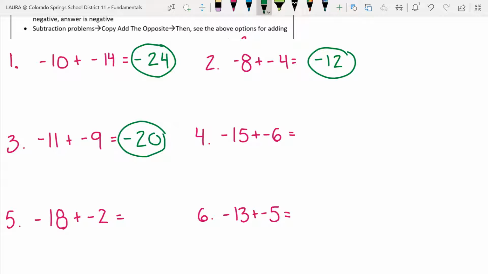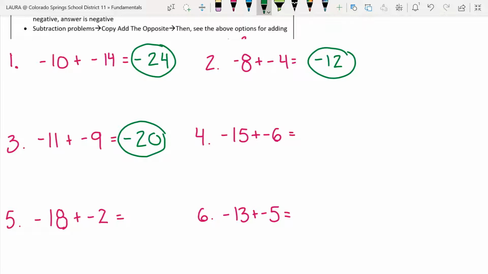All right, questions 4, 5, and 6 are the ones that you need to do. Please pause the video and work on them. If you get stuck, that's okay. That's why we're doing the review. But give it a good shot, then unpause, and we'll check your answers.